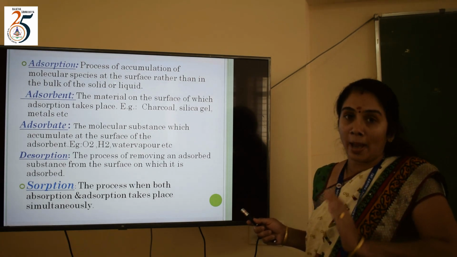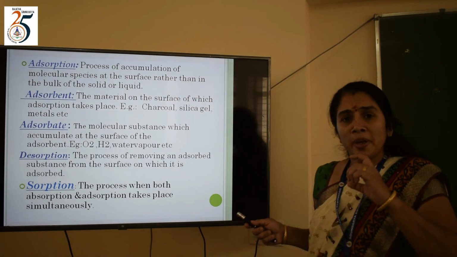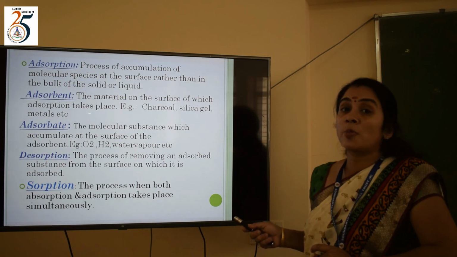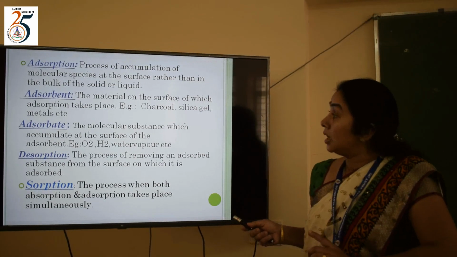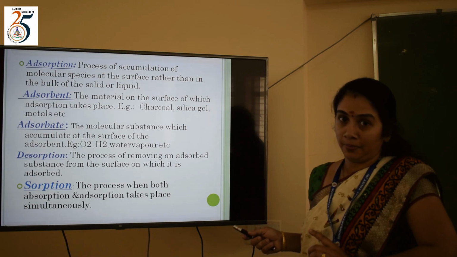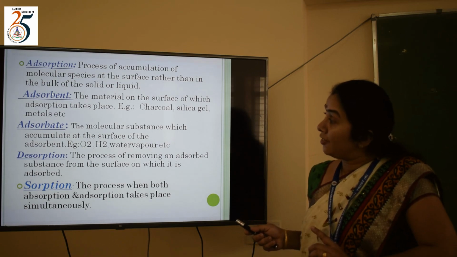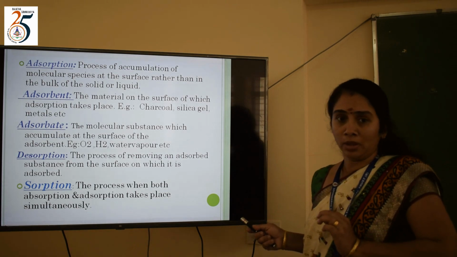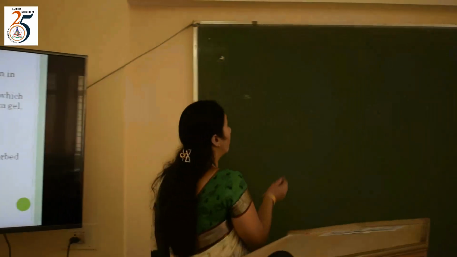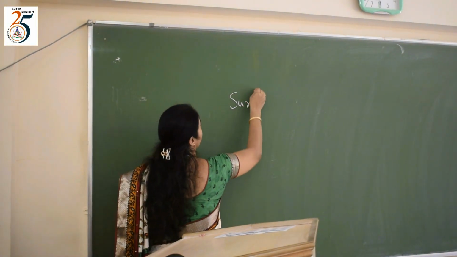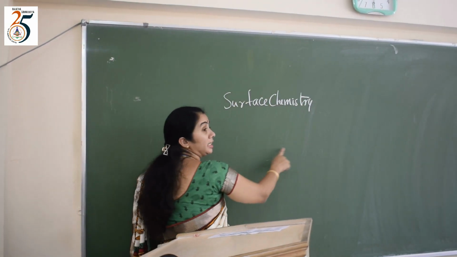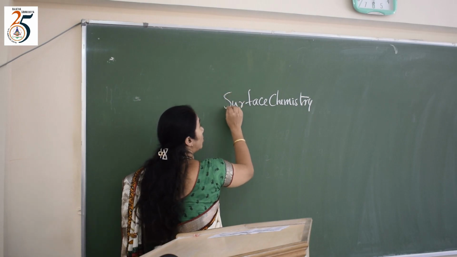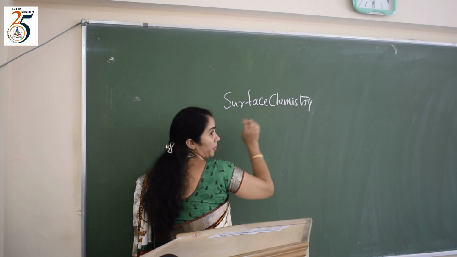Hence, for adsorption to happen, you require an adsorbent. An adsorbent is a material on the surface of which adsorption happens, whereas adsorbate means the molecular substance which accumulates at the surface of the adsorbent. So, for the adsorption process to happen, there will be an adsorbent as well as an adsorbate. For example, when you are writing on the board, the board indicates the adsorbent and the chalk powder which is put on the surface of the board indicates the adsorbate. Is it clear?